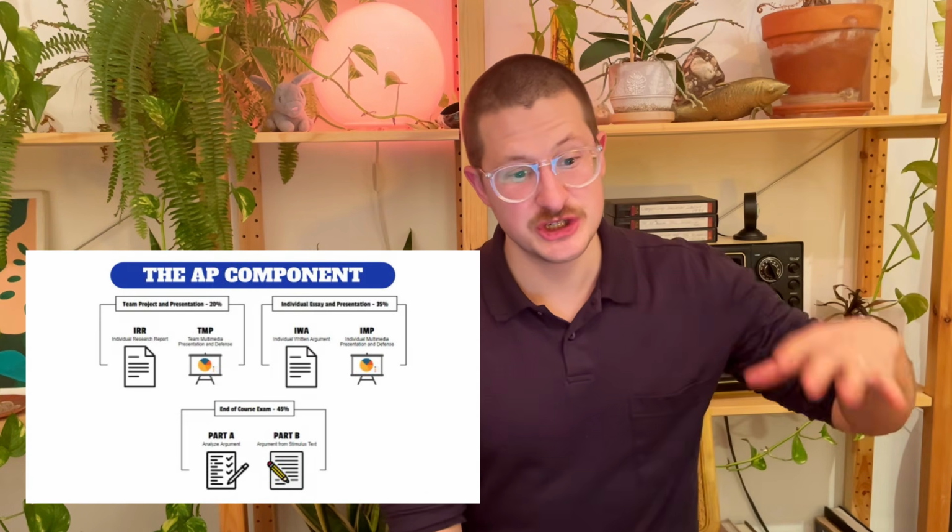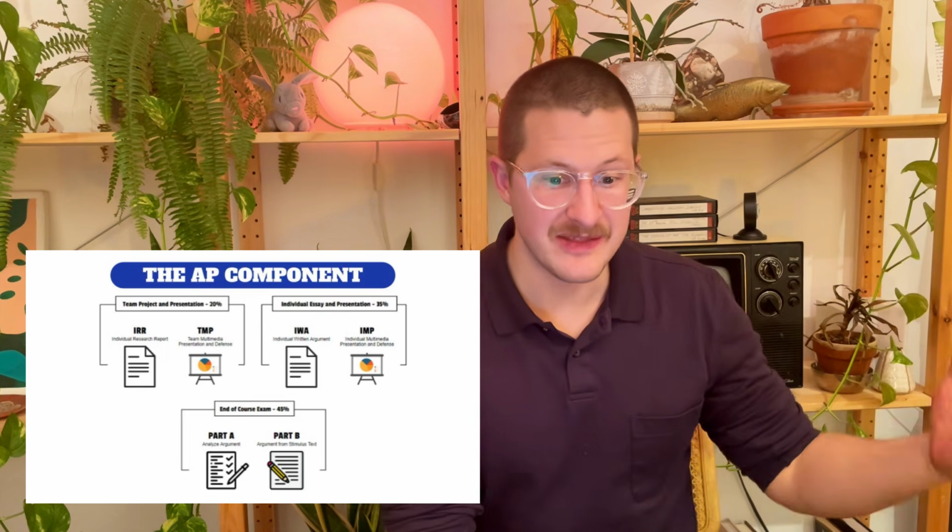Up to this point, you should have completed the IRR and the TMP, and so the stimulus texts are really the first step in getting ready for the individual written argument, or IWA. Now, the individual argument, the IWA and the IMP, unlike the IRR and TMP, there's not a team element here. So this is completely on the individual student to end up picking a topic that is using and inspired by the themes from the stimulus text.